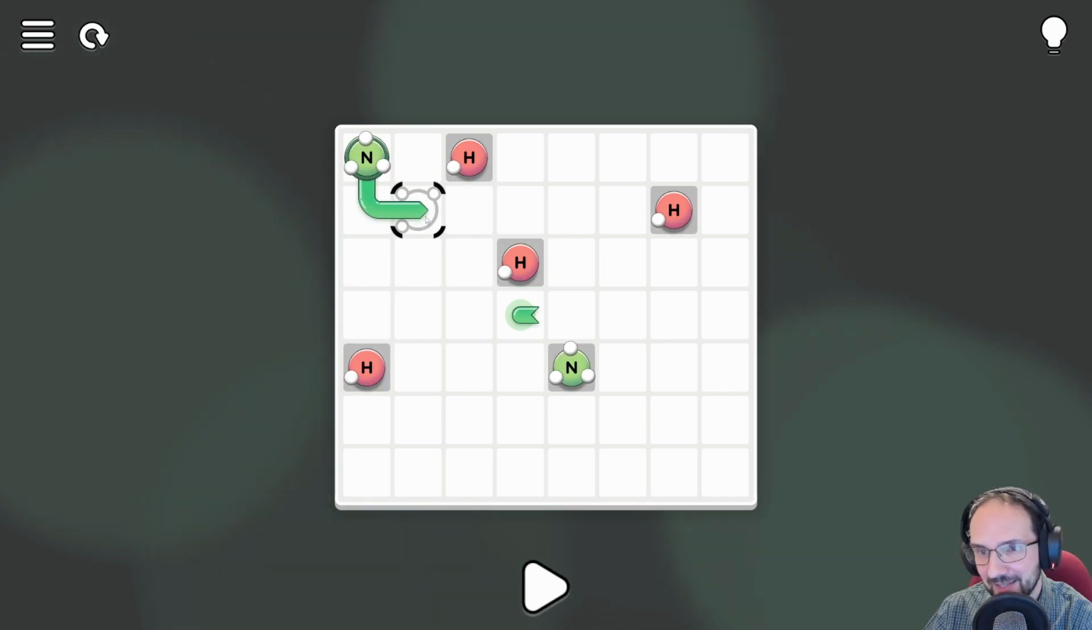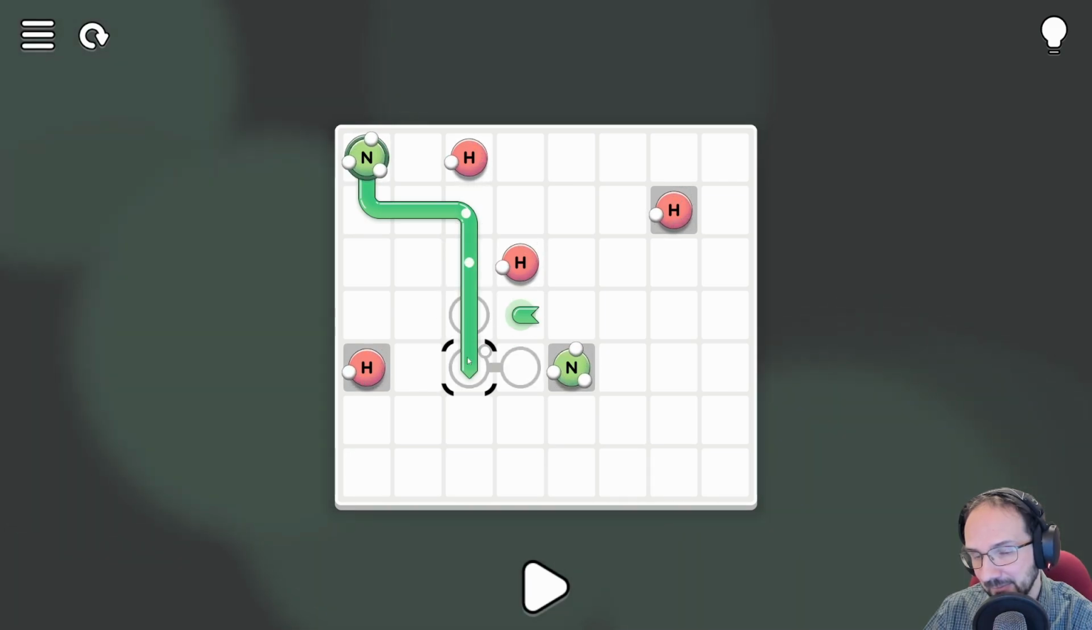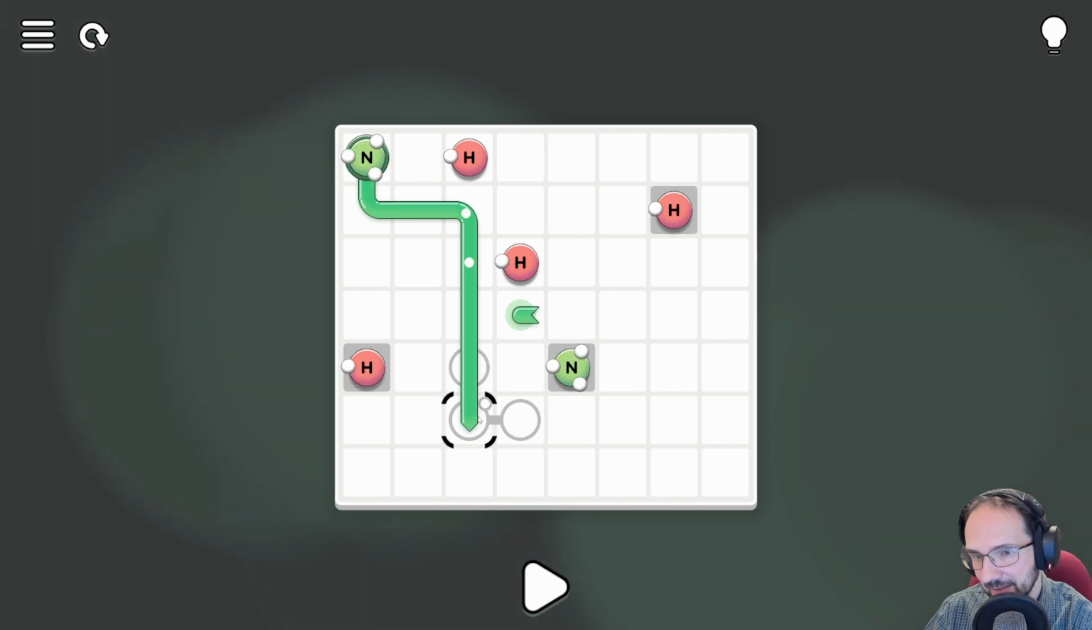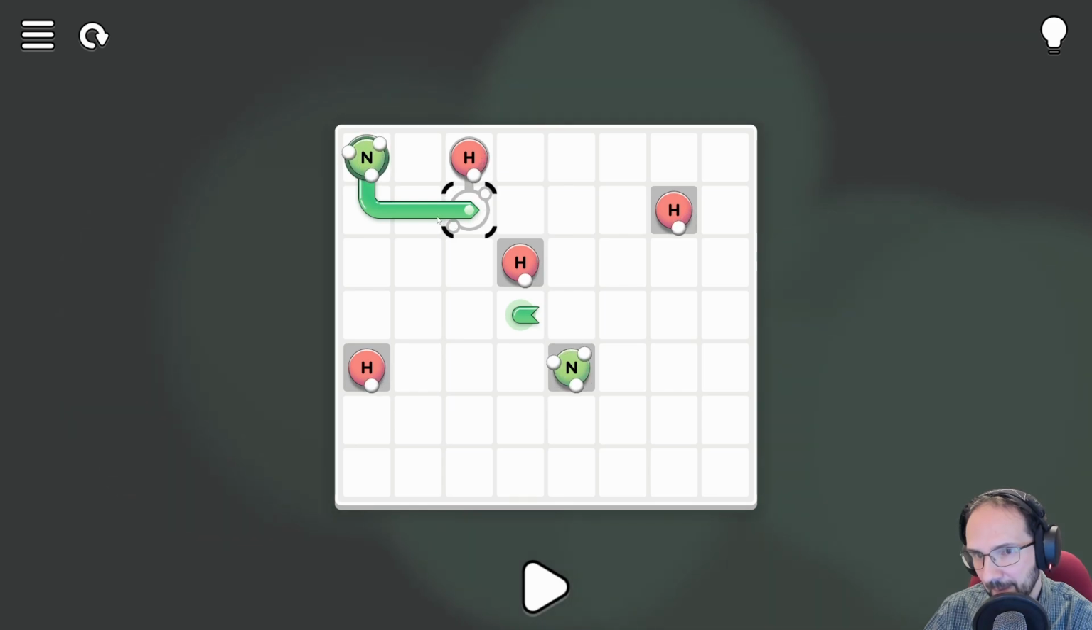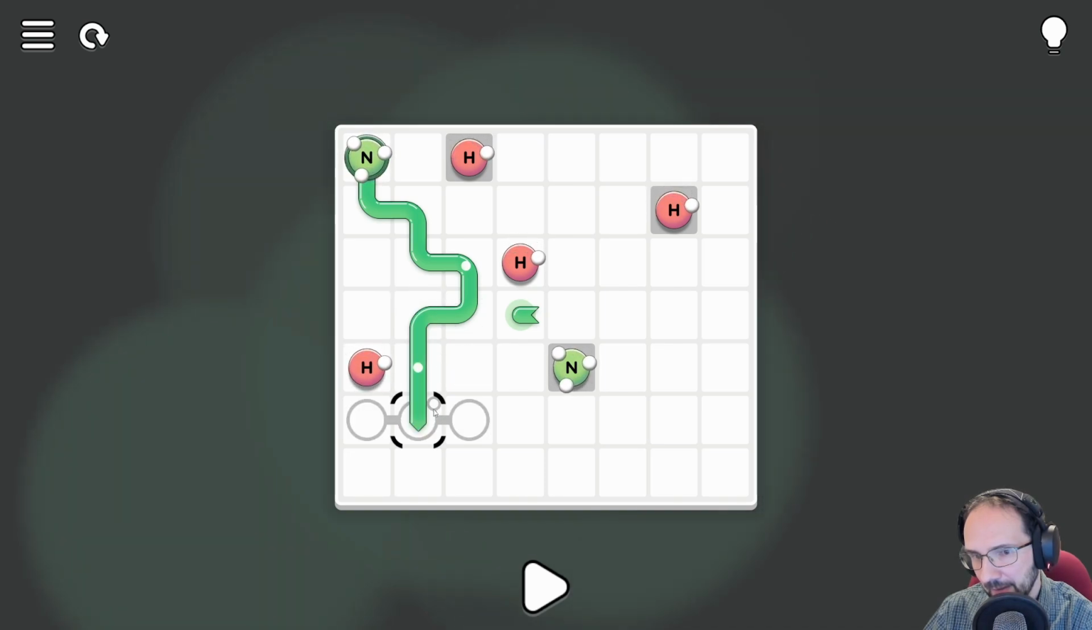Okay, maybe it's not the one down there then. Maybe it's this one and this one. But then we can't grab the hydrogen on the left because that would use our last bond. We can't go there, as we bump into things. Maybe it's not that one. Maybe we grab that one. And then we grab that one. And then we bond to that nitrogen.